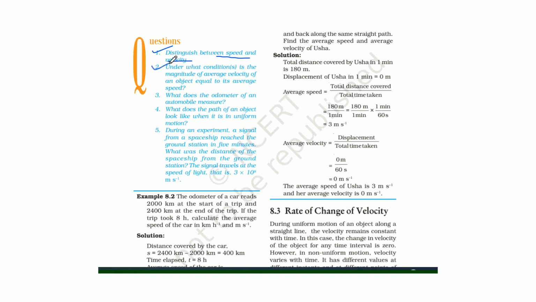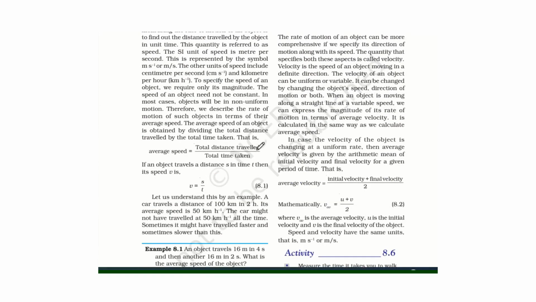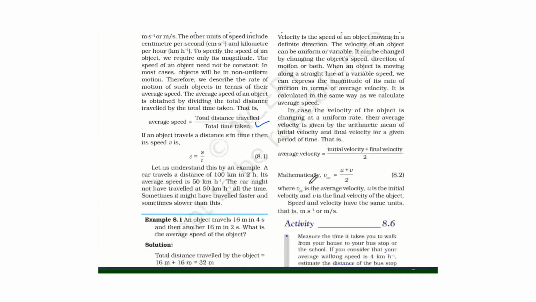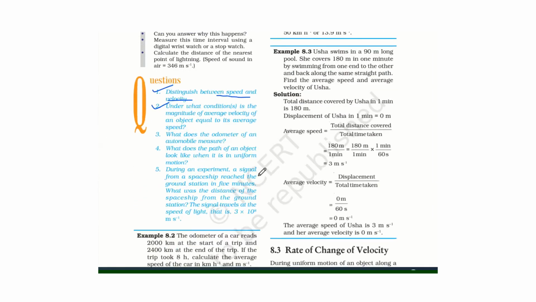Second is, under what condition is the magnitude of average velocity of an object equal to average speed? So average speed is equal to total distance upon total time, and average velocity is equal to displacement upon total time taken. So when distance and displacement both become equal, then your average speed and average velocity will also be equal.